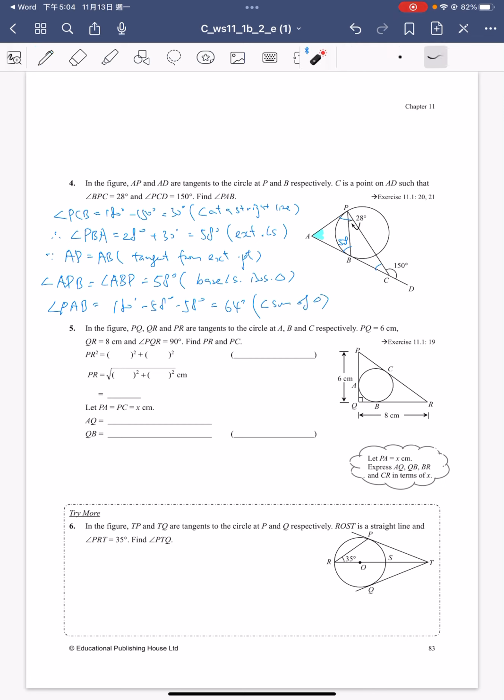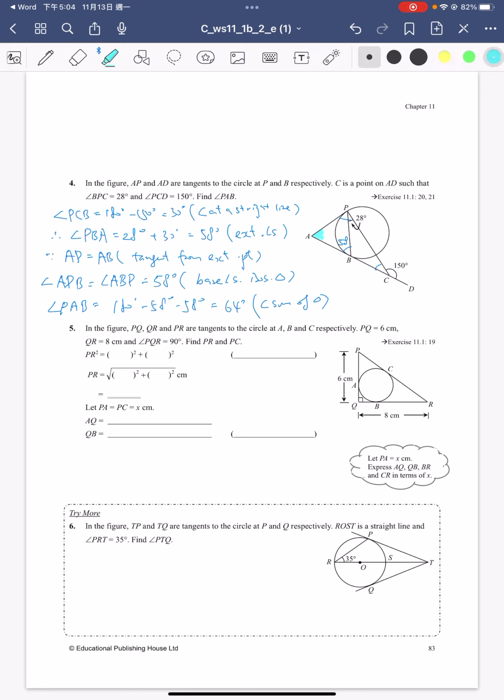Okay, so question 5. In the figure we have PQ, QR, and PR. They are the tangent lines. We have 3 tangent lines outside the circle. This tangent PQ is 6 cm, this QR is 8, and this angle is 90 degrees. What we want to find out is the length of PR and then PC. So how can we find it?